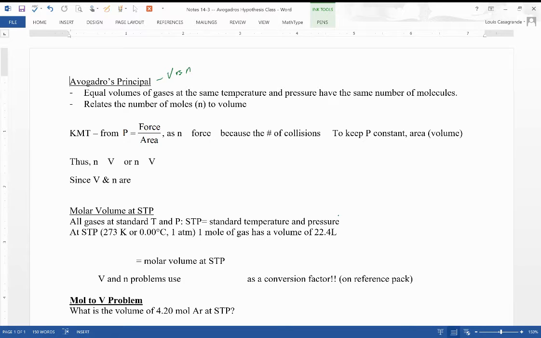Equal volumes of gases at the same temp and pressure have the same number of molecules.